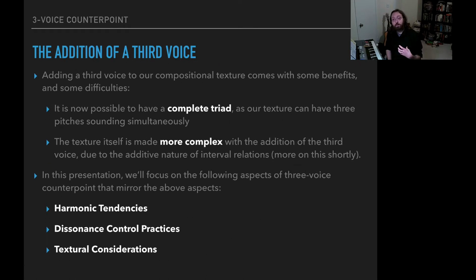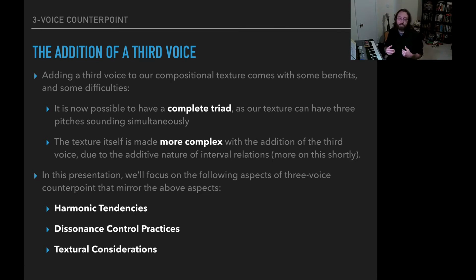The addition of a third voice, though, complicates things, but also opens up some opportunities. First of all, we now have the opportunity to form complete triads. We could only imply those before when we were working with two voices. So this addition to the texture means that we can now voice complete triads. However, it means the texture itself is more complex. There's more to think about with the addition of a third voice.